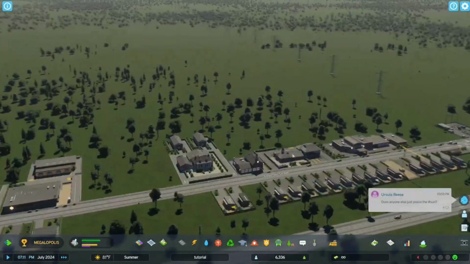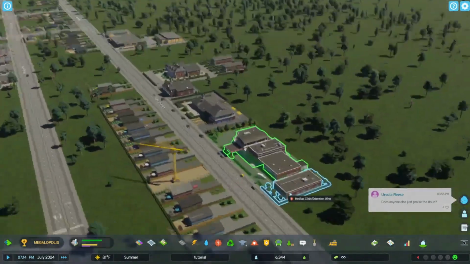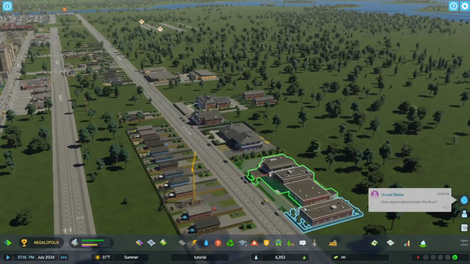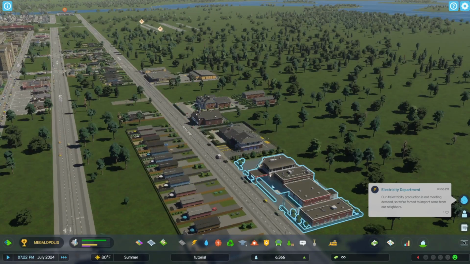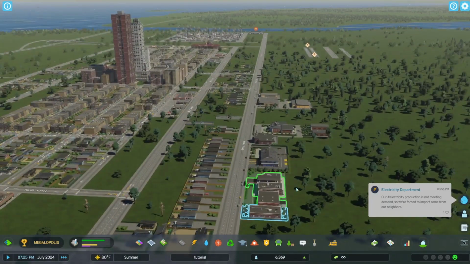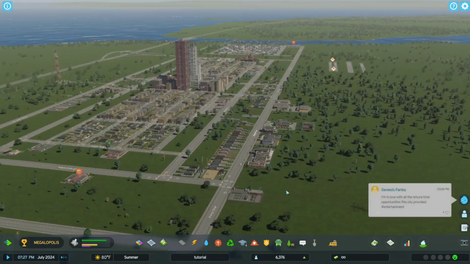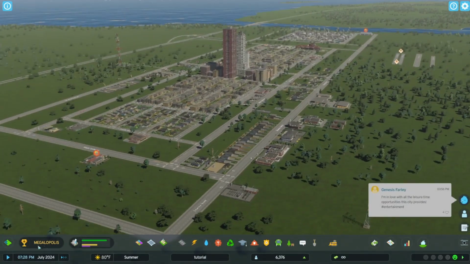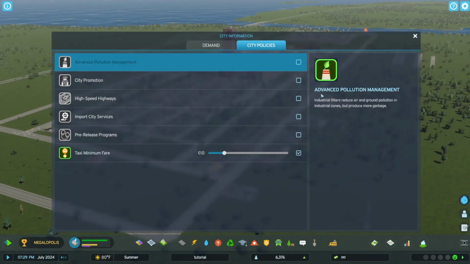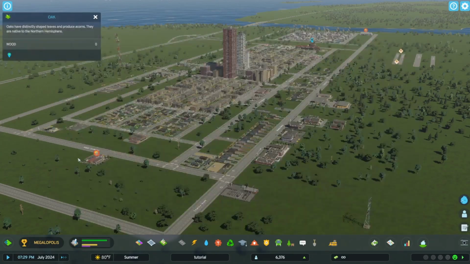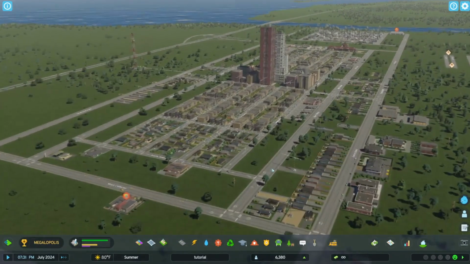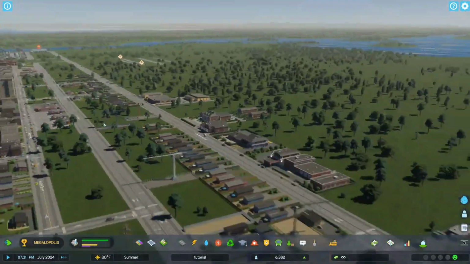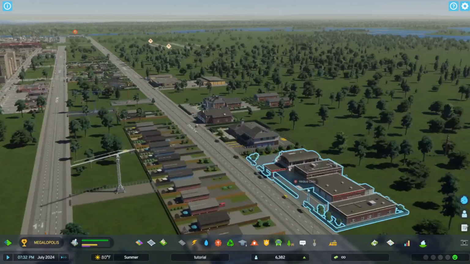So how can we implement these in strategic ways? Right now, they are on our major arterial roads, which is our medical, fire, police, and crematorium, as well as our post office. But how can we effectively place these to get the most out of their uses? Well, first things first, and ignore what I'm doing right here. I'm just importing city services so that this guy gets garbage, which is not going to be a thing that we're going to talk about in this tutorial. So how can we place these effectively?